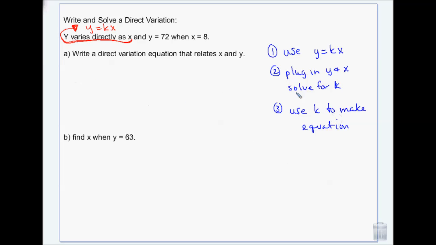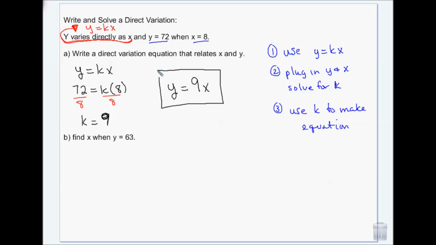So what I have is y equals kx. They give me y and x, so plug those in. So y, 72, is equal to k times 8. I'm going to divide both sides by 8. And k is going to be 9. So my equation is going to be y is equal to 9x. This is the equation of the direct variation.